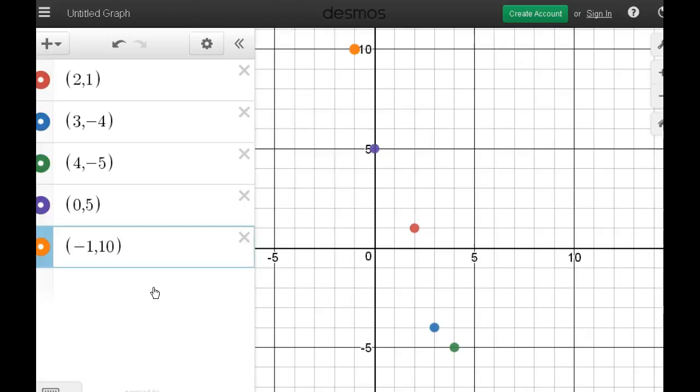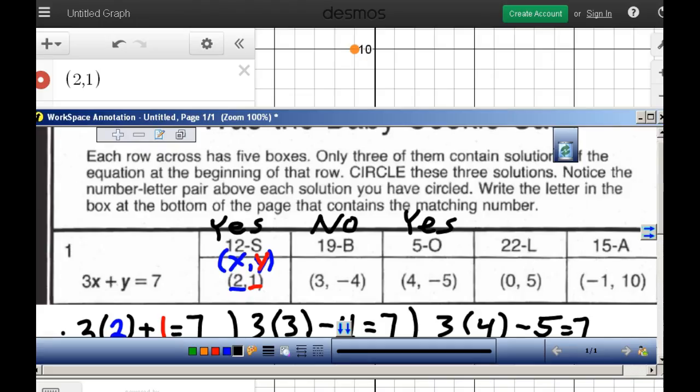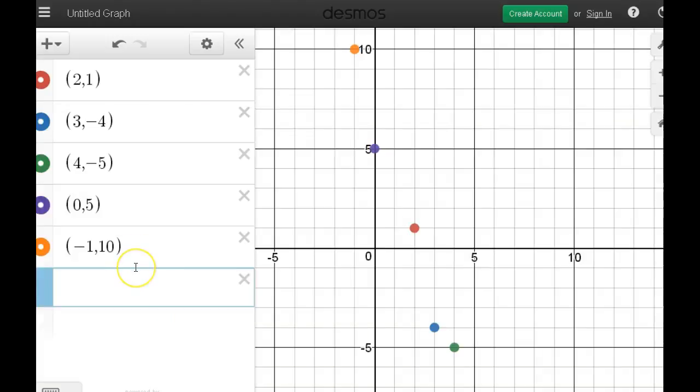Okay, so you're going to find with graphing, you can solve it with equations and algebra, but you can also look at it graphically and see if it's an answer or not as well. So if you have all 5 points, go ahead and put in the equation as well. So the equation is 3x plus y equals 7. We got 3x plus y equals 7.